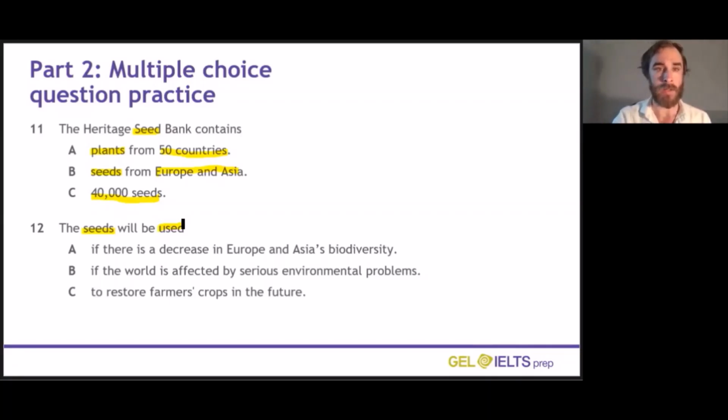A, if there is a decrease in Europe and Asia's biodiversity. Biodiversity is a useful word because it's quite scientific. This suggests that they will use the same word in the recording. Not necessarily, but it's very likely.